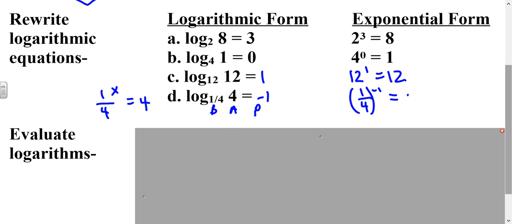Then that would equal 4. So anytime we have a fraction, we know there's going to be a negative exponent involved somewhere. Okay? All right.